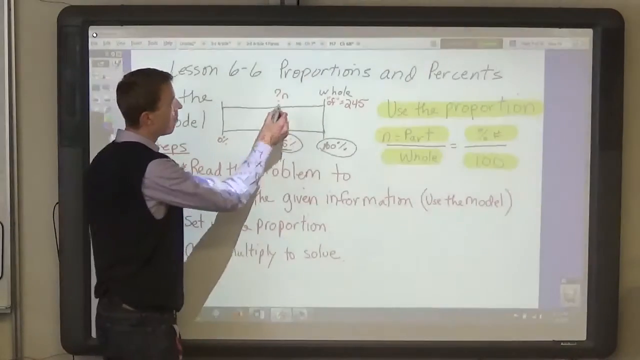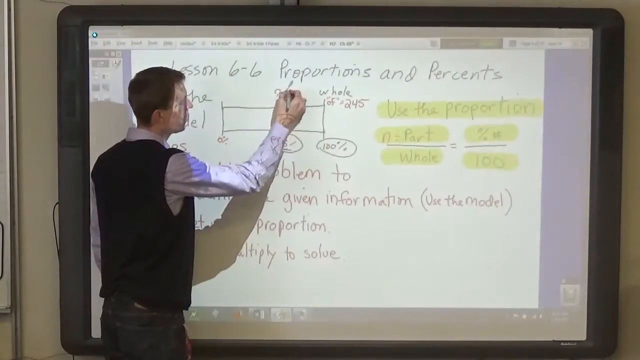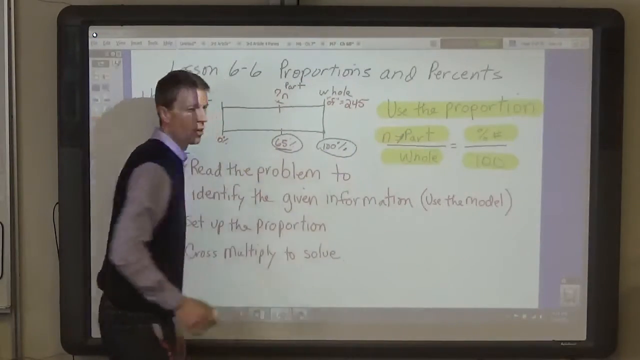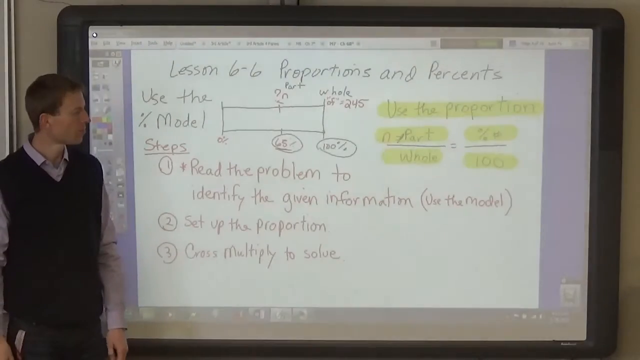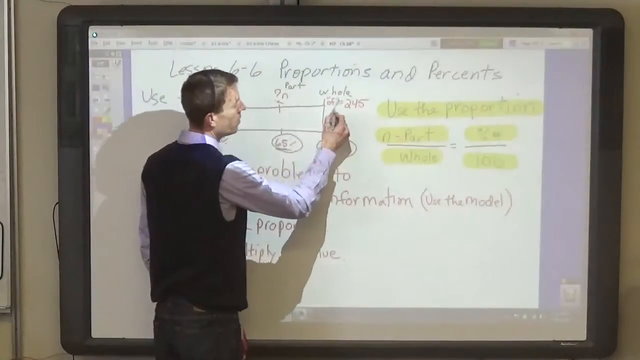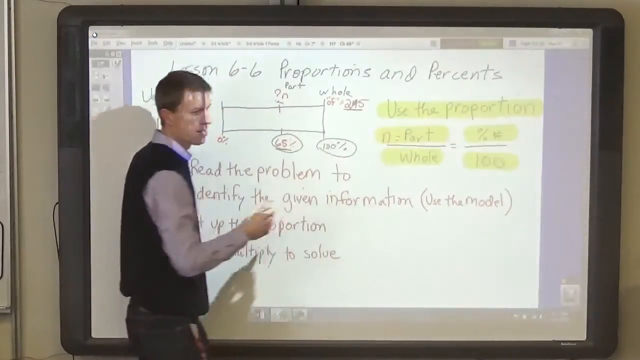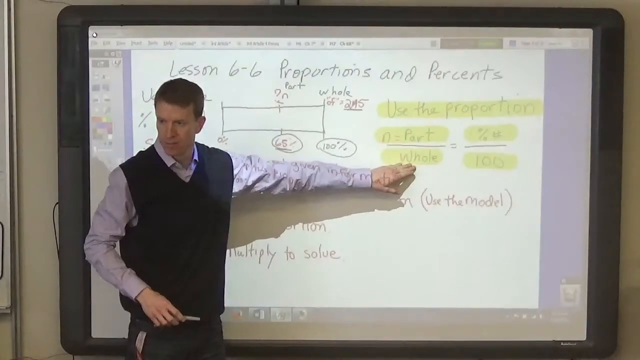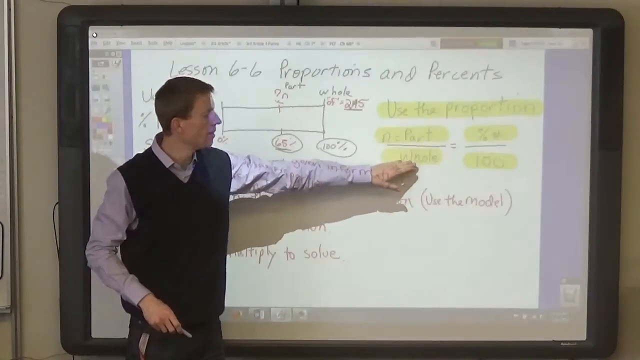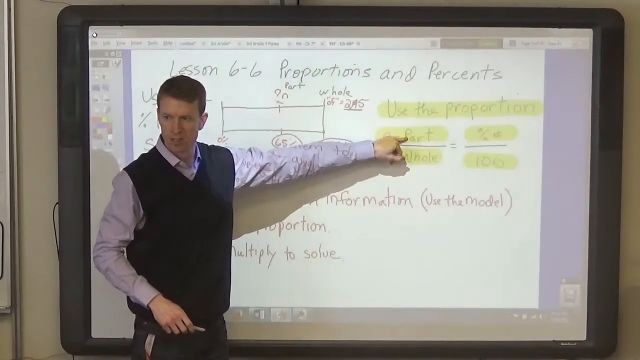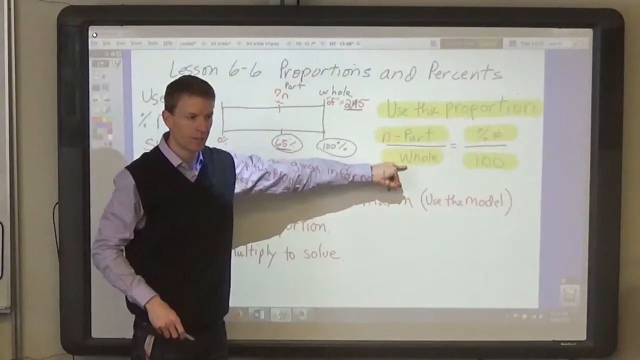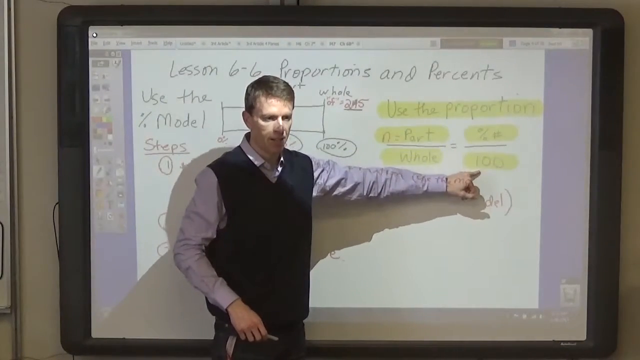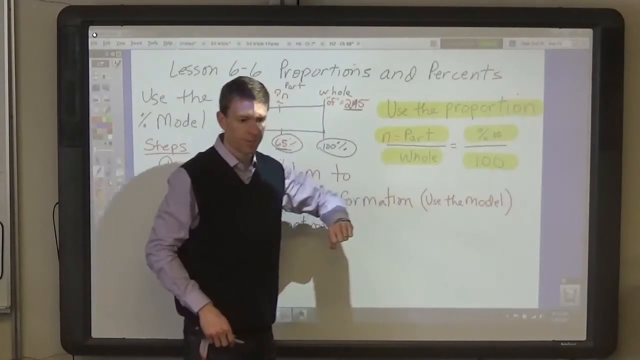Then, whatever number is here in the model is called the part. That goes in the place where the part goes in the proportion. And the whole number, or out of, as it's often said, goes on the bottom of the fraction. So the proportion is always written as the part out of the whole is equal to the percent number out of 100. Okay?